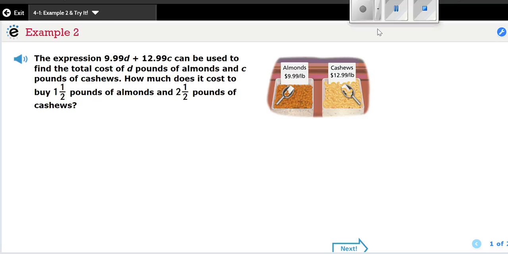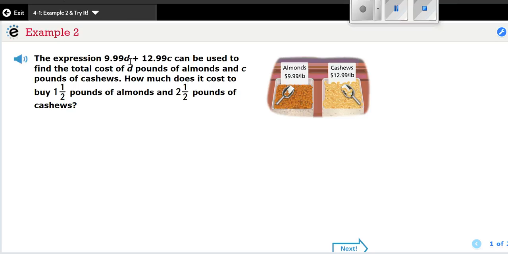All right, welcome to topic 4.1. We're looking at example 2, and as we look at this idea, we're understanding different kinds of expressions using simple equations, or different kinds of expressions is the terminology being used.